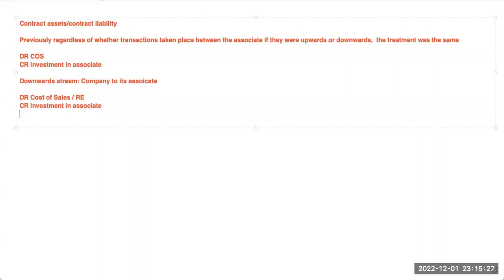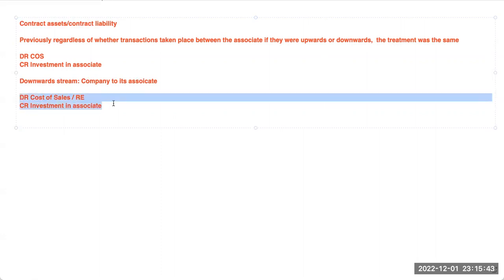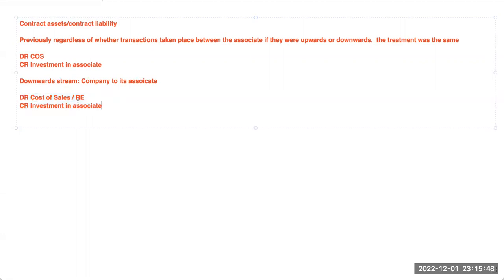Because while consolidating, or while including the results of the associate, we are already including the amount of the transaction that took place. So if we do not make this kind of entry, then the same operation will be considered twice in our books. So in order to eliminate this, we remove the profit figure by multiplying the profit by our percentage of ownership of the associate, and the overall recognition would be perfect.